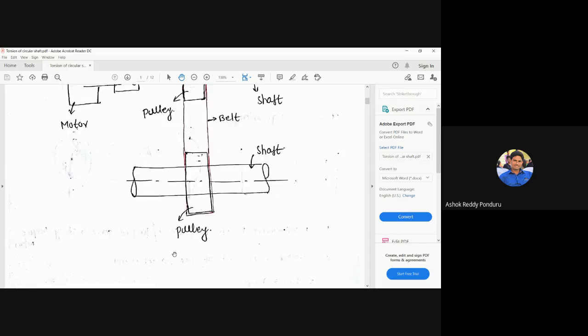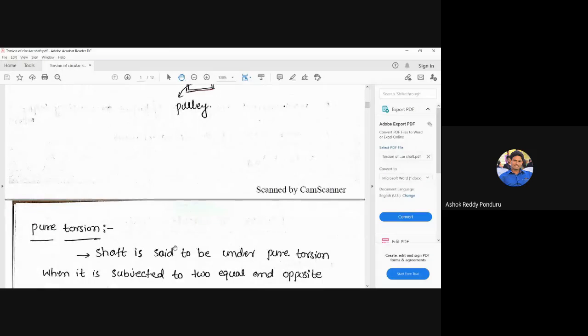Is it clear, students? Hello. Yes, sir. Could you understand why the shaft is subjected to the twisting moment and why the shaft is subjected to the bending moment? Okay. And next.